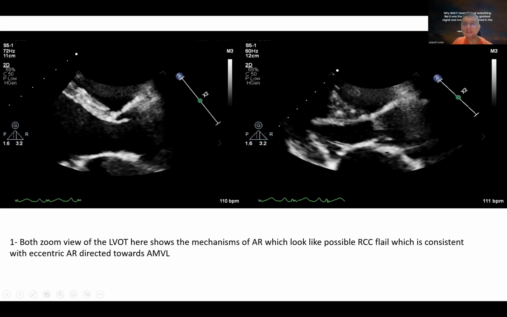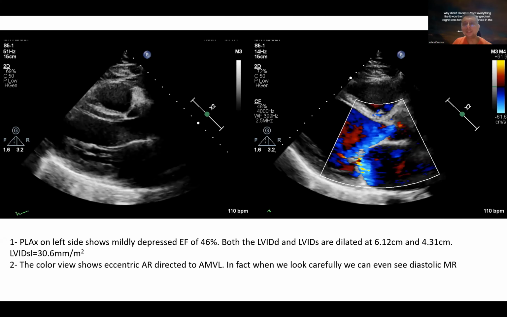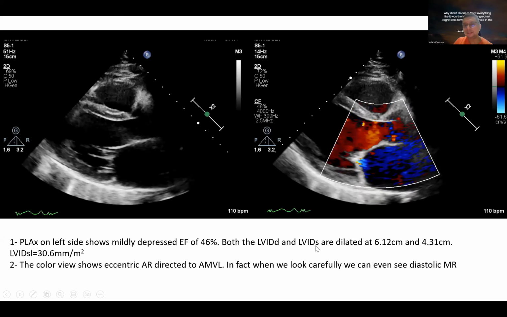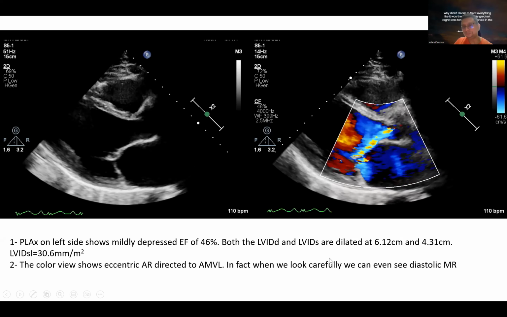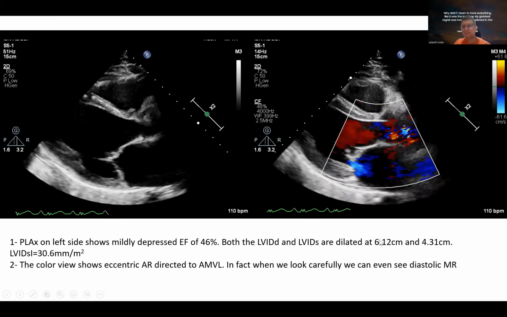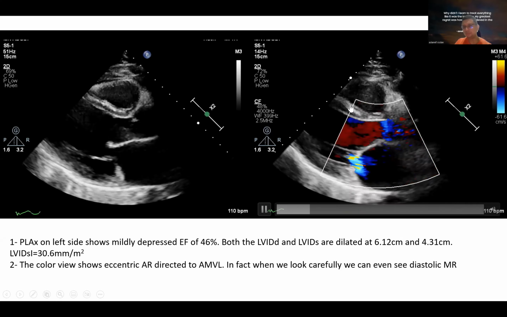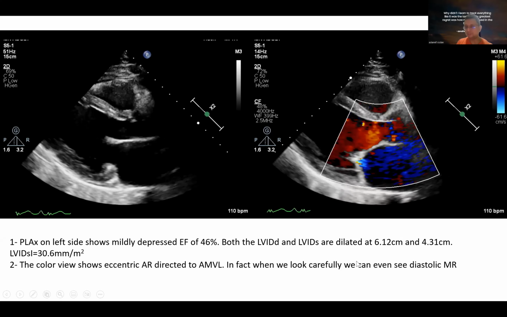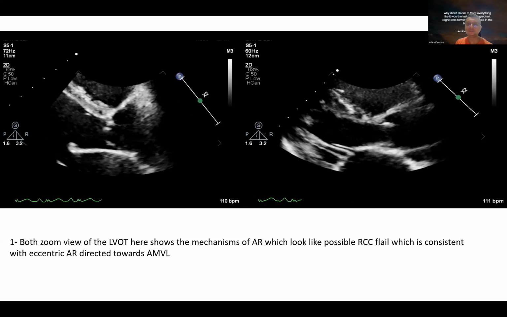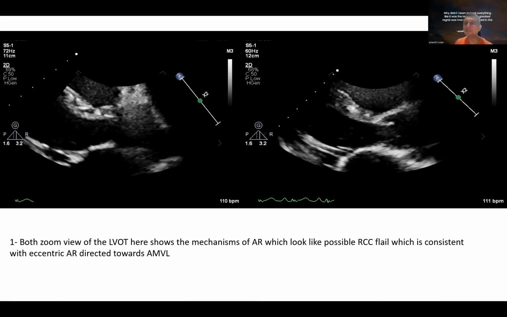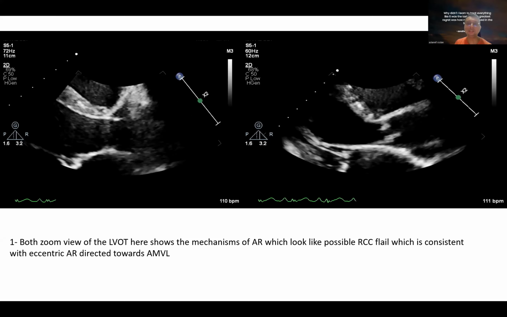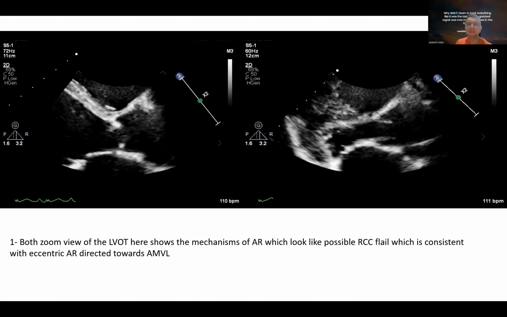Now I just go back and want to show you the color view here. What else do you see in the color view here? All right, you will see the regurgitation, and also you see the dilated left ventricle there. So now we know what is the mechanism of the aortic regurgitation. That's why 2D is very important.